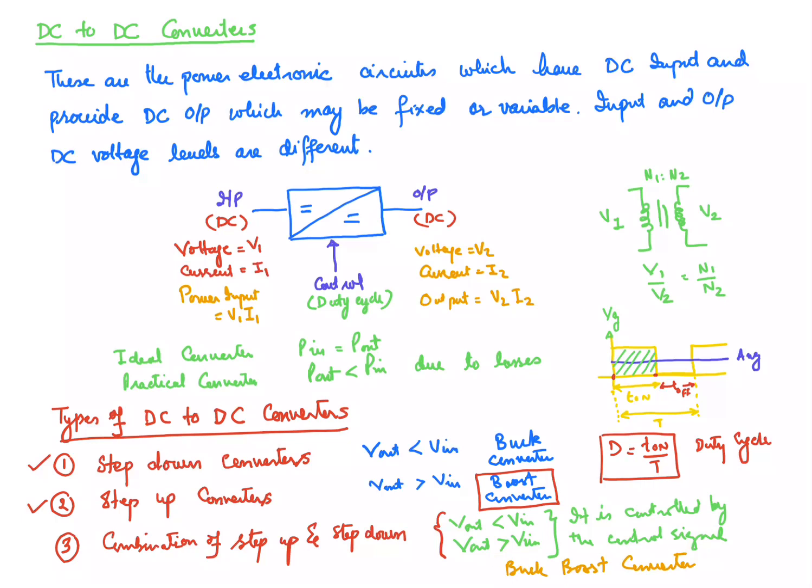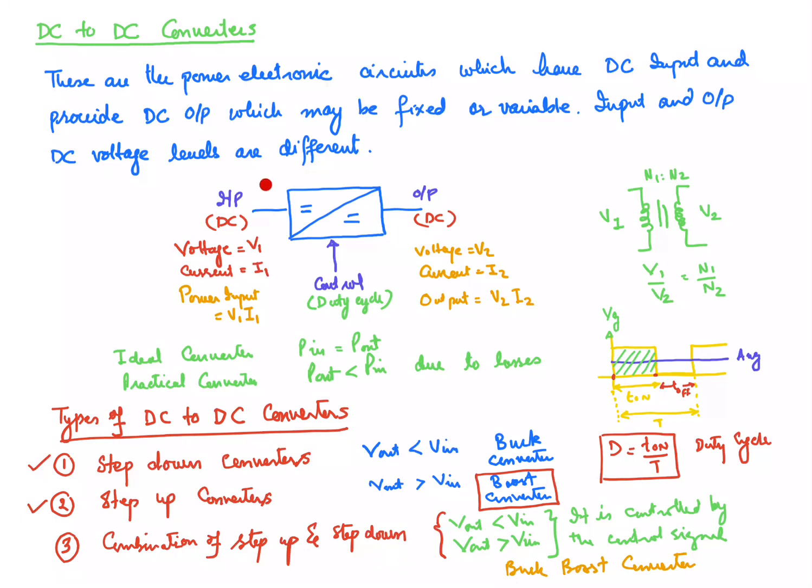So there are basically three types of converters based upon the output voltage. One is the step down converter, that is the buck converter. Second one is the step up converter, that is the boost converter. And the third one is the step up or step down combination. So that is the buck boost converter.